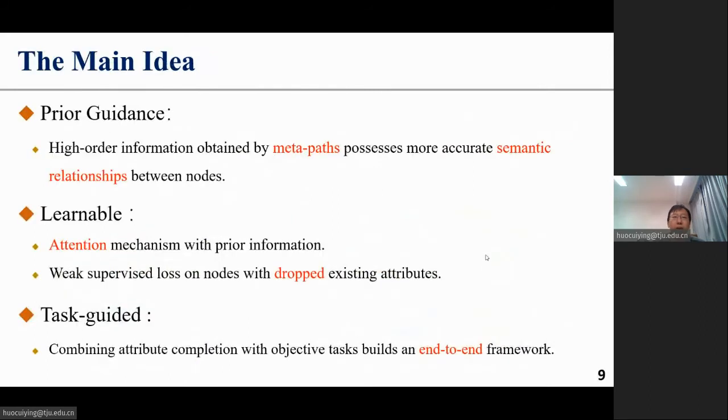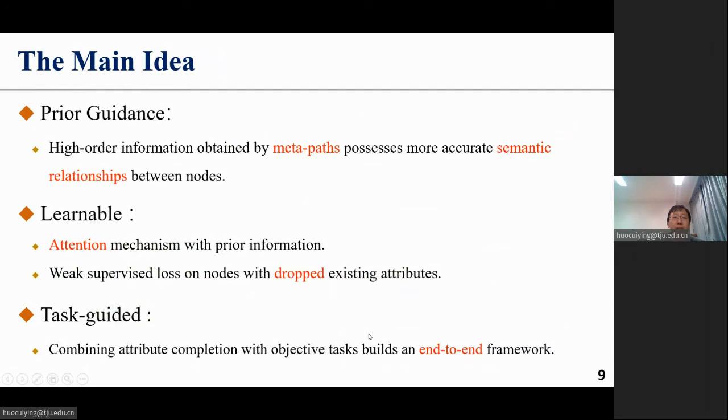So, aiming at the above requirements, we present for the first time an attribute completion framework for heterogeneous graph neural networks. First, we derive the knowledge relationships based on the metapath-oriented topological information and use it as a prior knowledge of semantic relationships between nodes, since topological and semantic information are often analogical to some extent.